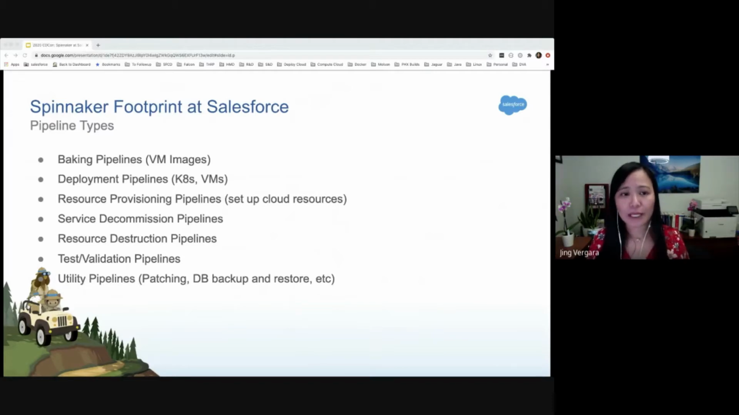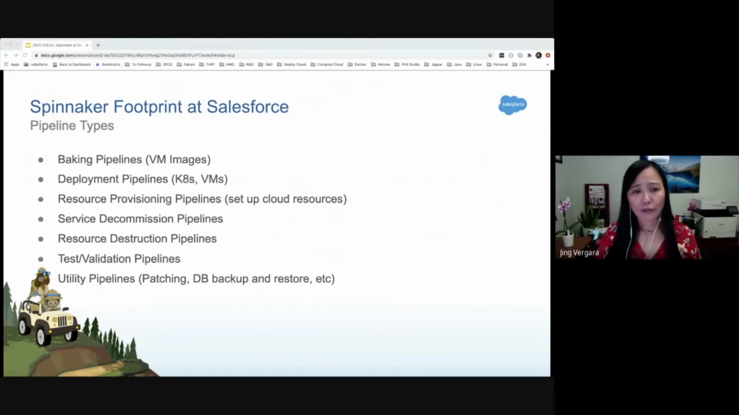And then for deployment pipelines, we support, again, both Kubernetes and VMs. So we deploy to these two technologies. And then for setting up or building cloud resources, we have what we call resource provisioning pipelines. And then to tear down these services and resources, we have the service decommission and the resource destruction pipelines.